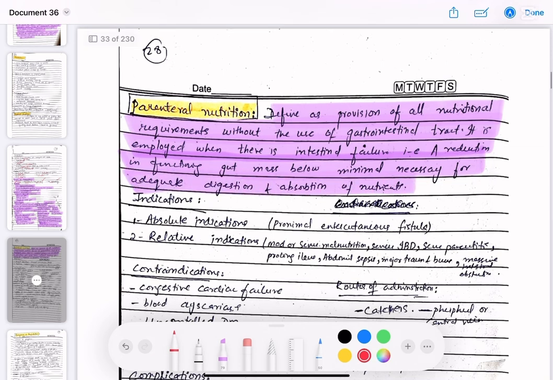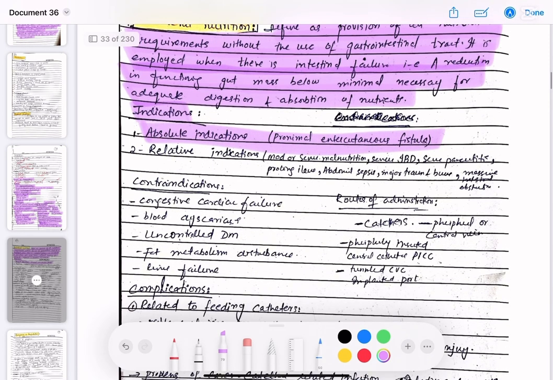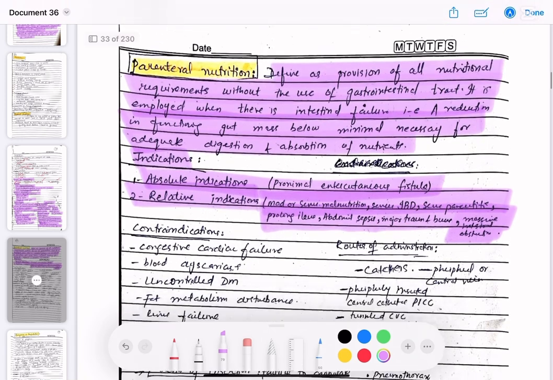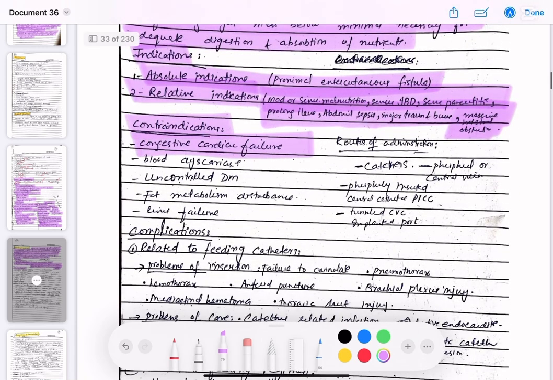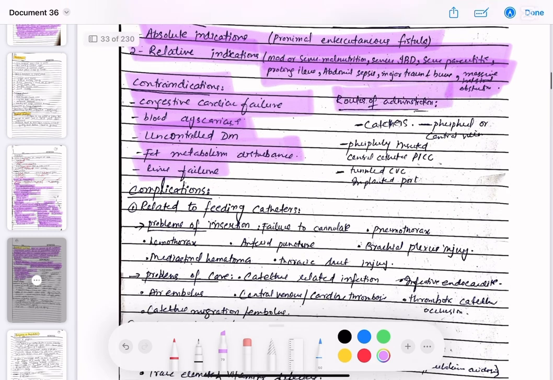The indications: the absolute indication is proximal enterocutaneous fistula, and relative indications are severe malnutrition, severe inflammatory bowel disease, severe pancreatitis, prolonged ileus, abdominal sepsis, major trauma and burns, and massive intestinal obstruction. Now, the contraindications of parenteral nutrition are congestive cardiac failure, blood dyscrasias, uncontrolled diabetes, fat metabolism disturbance, and liver failure. The routes of administration are catheters in peripheral or central veins, peripherally inserted central catheters, and CVC implanted port.